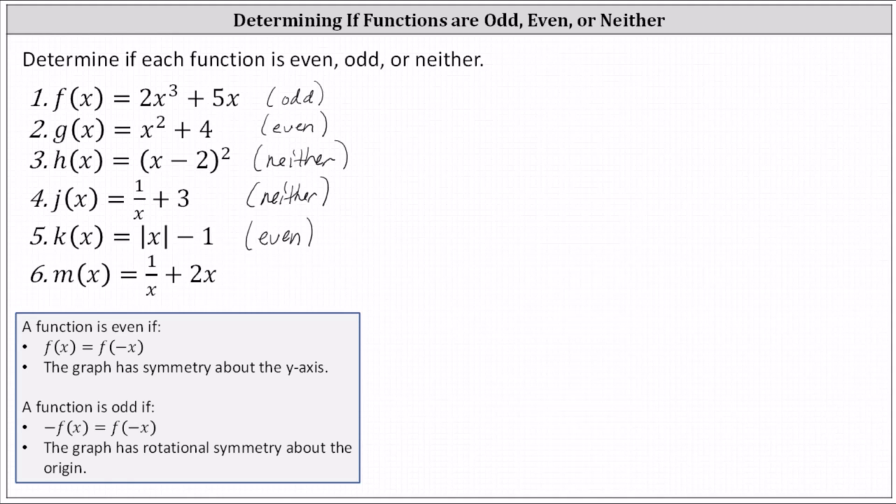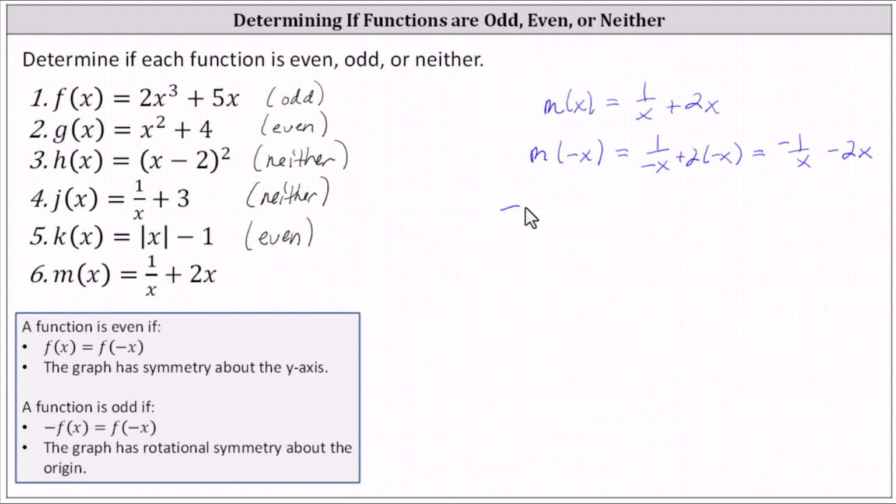And the last function is m of x equals 1 divided by x plus 2x. Next, determine m of negative x, which is 1 divided by negative x plus 2 times negative x. Simplifying, we have negative 1 divided by x minus 2x. M of x does not equal m of negative x. M of x is not even.